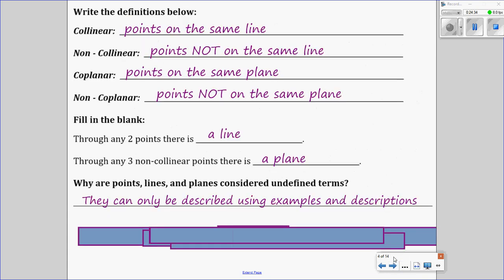We also learned collinear. Collinear means points on the same line. Think of words like cohabitate, conjoin. It's together. So, points on the same line. Linear, you see the word line. Collinear, together on the same line. Non-collinear would be the opposite: points that are not on the same line. Coplanar, you hear the word plane. It's a surface. That means points on the same plane. The opposite, non-coplanar, is points not on the same plane. So we review: at least 2 points to make a line, at least 3 points to make a plane.